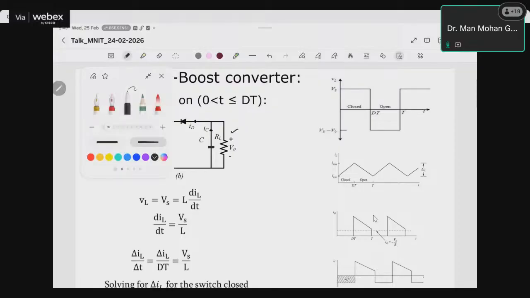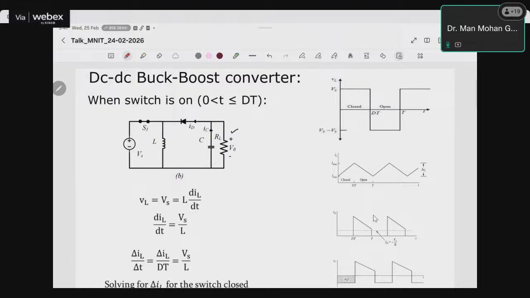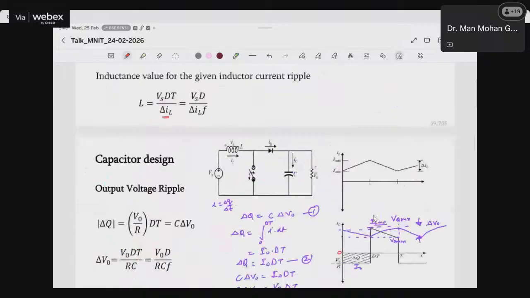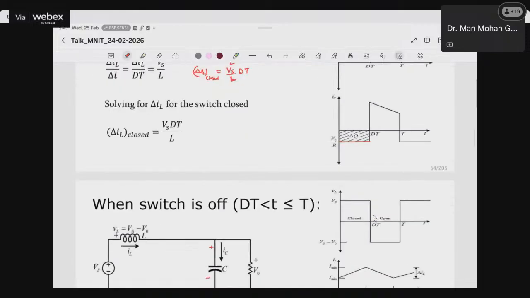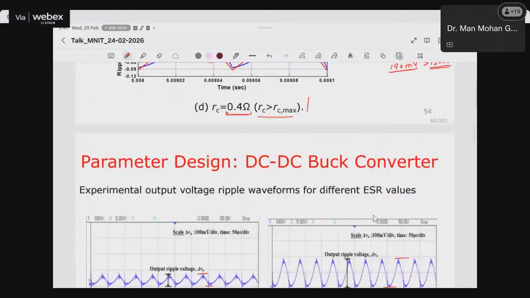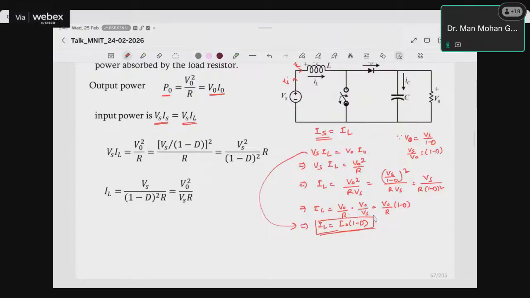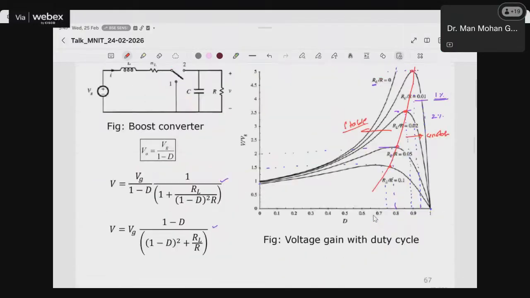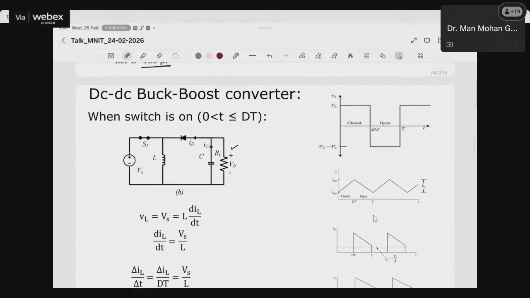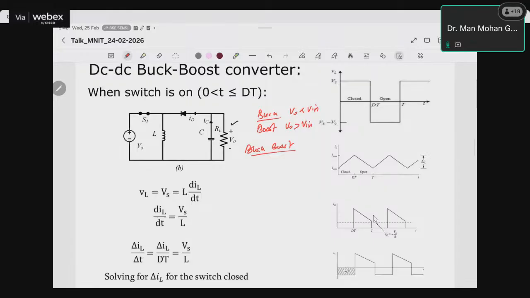As we can see, in the buck converter the output voltage was less than the input voltage, and in the boost converter, whether it's ideal or non-ideal, the output voltage was greater than the input voltage. But in the buck boost converter, both possibilities are there, right? So this is the circuit.